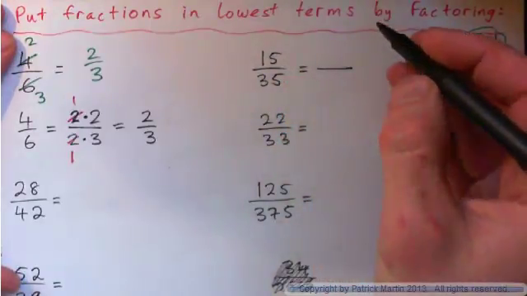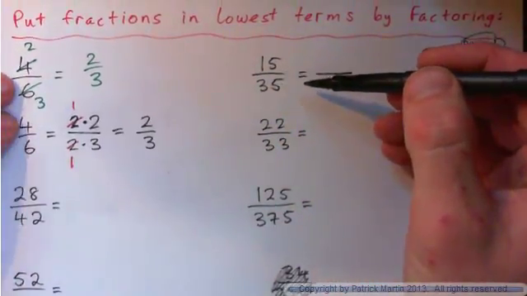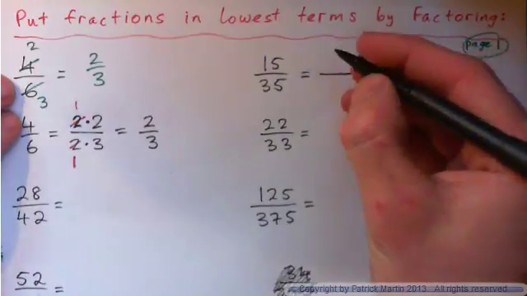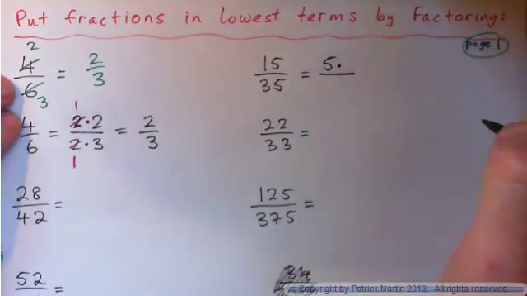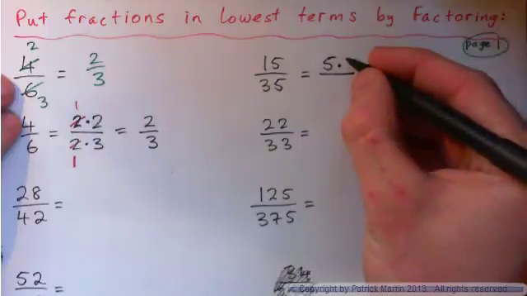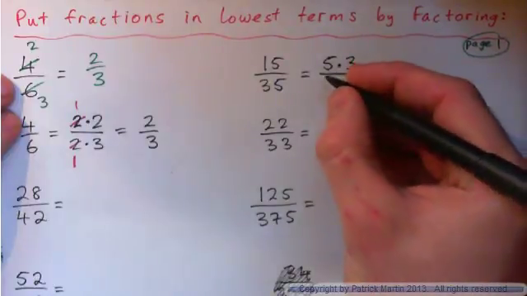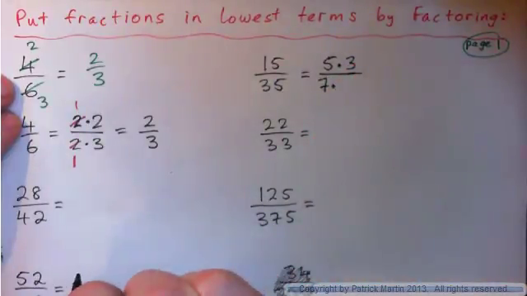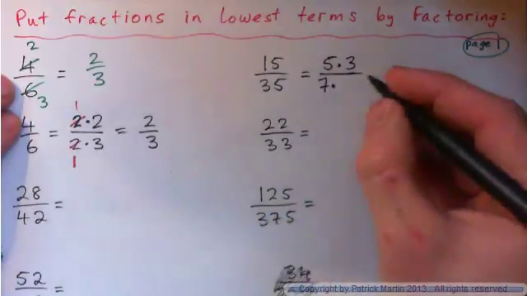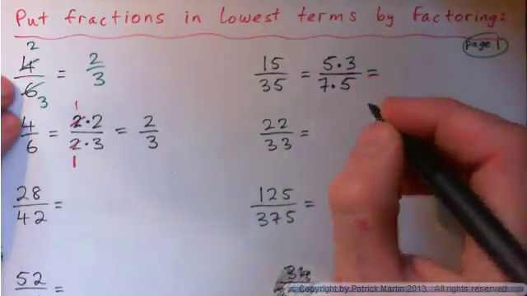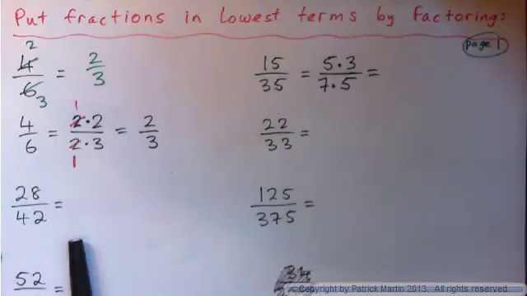So if you're simplifying 15 over 35, you can factorize 15. So 15 is 5 times what? 5 times 3. And 35 is 7 times what? 7 times 5, right? So we're factoring the top and bottom, and then we're cross-cancelling common factors.